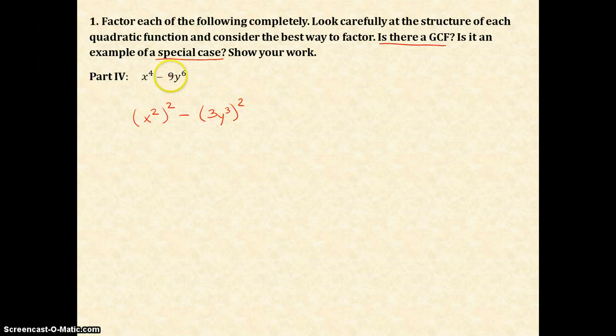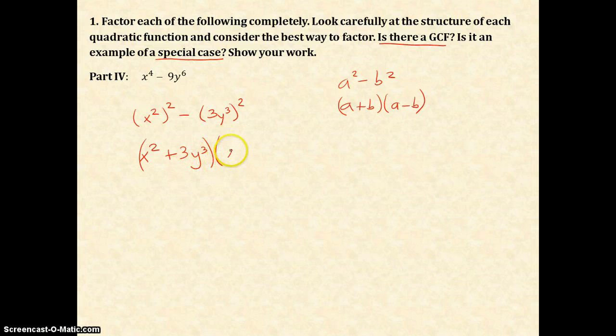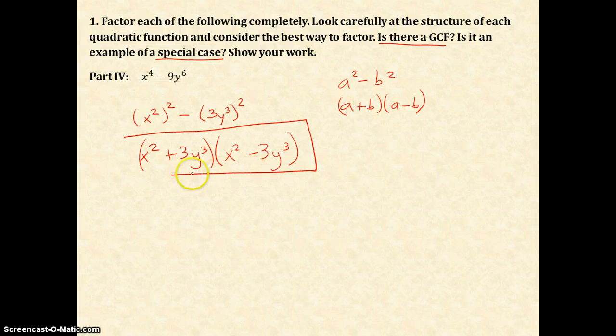Because 3 squared is 9, and y cubed times y cubed is y to the 6th. So now this factors as, remember, a squared minus b squared factors into a plus b times a minus b. So here my a is x squared, so it's going to be x squared plus 3y cubed times x squared minus 3y cubed. And as long as none of these two factors can be factored anymore, then I'm done.